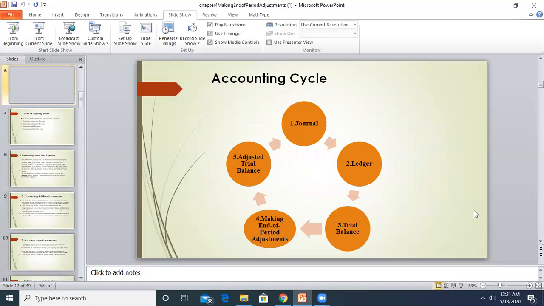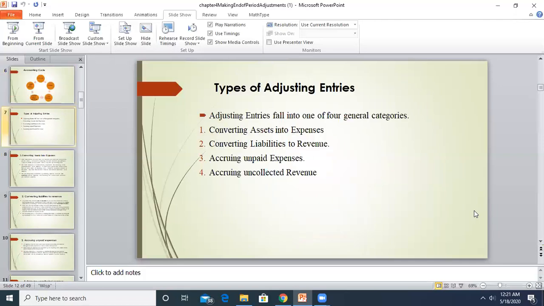So you are very much familiar with the accounting cycle. Again, that you have prepared the journal, then you have posted in the relevant ledgers, and then you have prepared the trial balance and made end of period adjustments, and now there is an adjusted trial balance. So, types of adjusting entries: we have discussed the first 2 types in our previous lecture that was also online. So I hope you would recall it. We won't go into much detail on that again, just to save time.